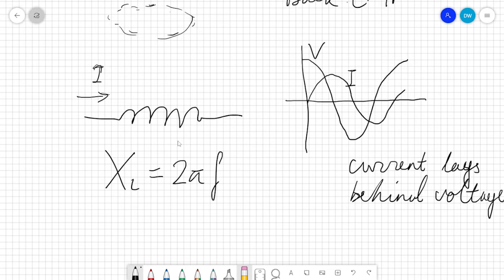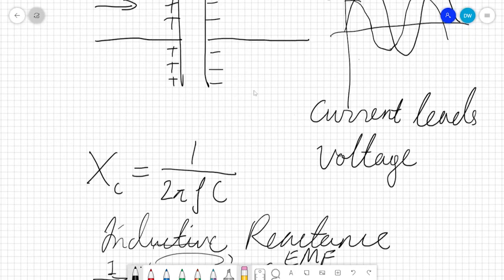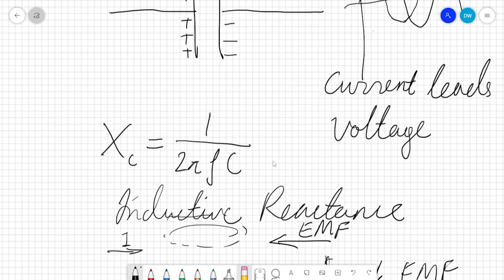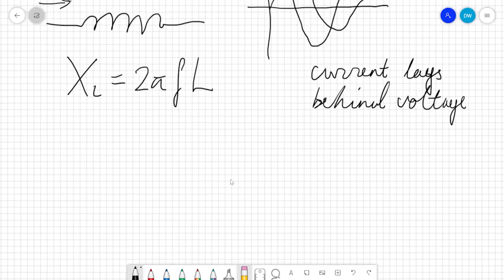So this is expressed by the formula XL, so L for inductance for some reason. So XL equals 2 pi F L, where L is the inductance of the inductor. So the situation is, the higher the frequency, the greater the reactance from the inductor, opposing the capacitor, where the higher the frequency, the lower the impedance.